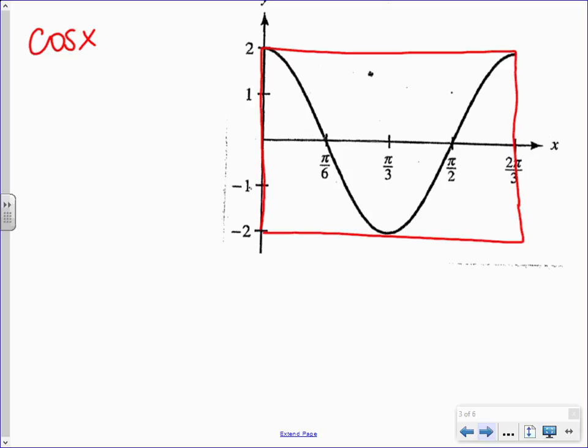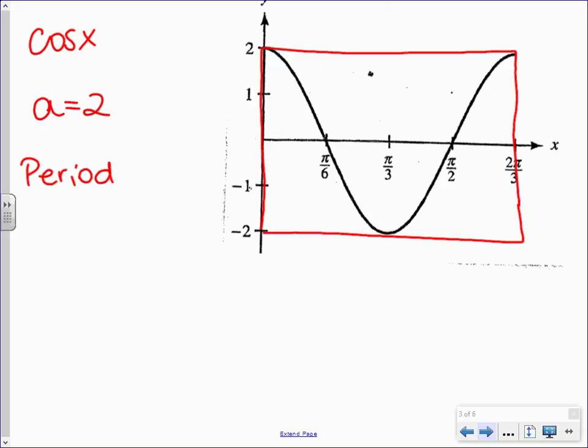All right, Kelsey, what's the amplitude of this graph? The amplitude is 2 because it stretches over a total of 4. So A is going to be 2. Okay, Darby, what's the period of this graph? 2 pi over 3. We start at 0 and end at 2 pi over 3.